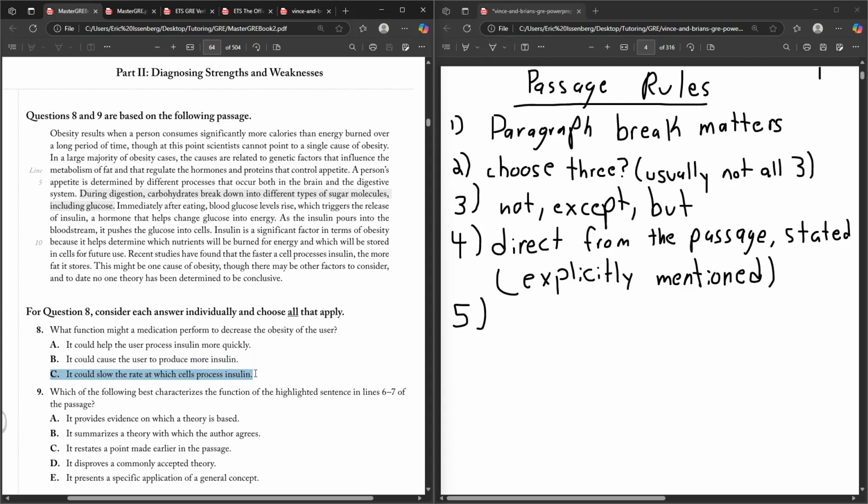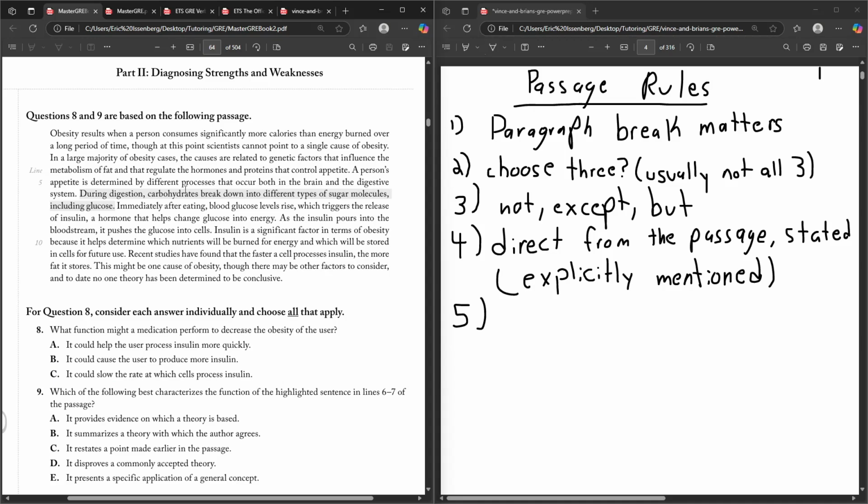Now, C seems very spot on, right? So A, I think, is completely wrong. B, maybe I'm wavering on that one a little bit. But let's look at C. It says it slows the rate at which cells process insulin. Well, that's the exact opposite of what they told us here. We're looking for that. We want to decrease obesity. So if this causes it to happen, at least in this one study, our only solid answer that seems to fit the description will be C.